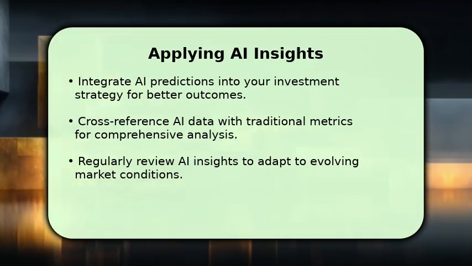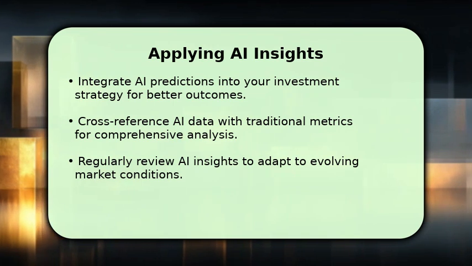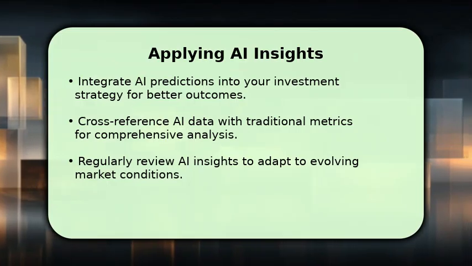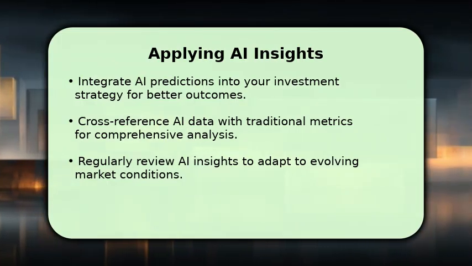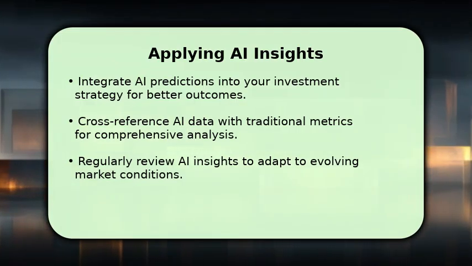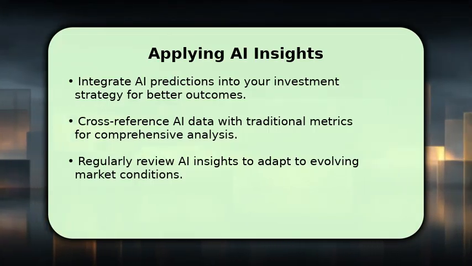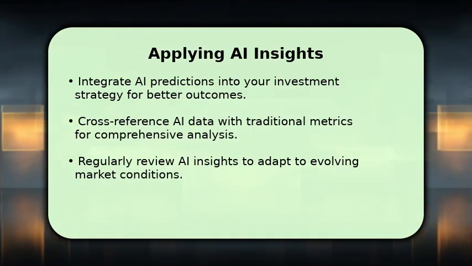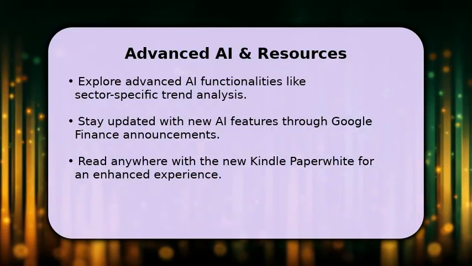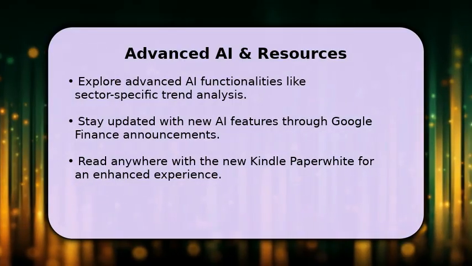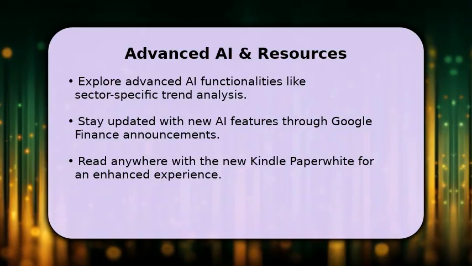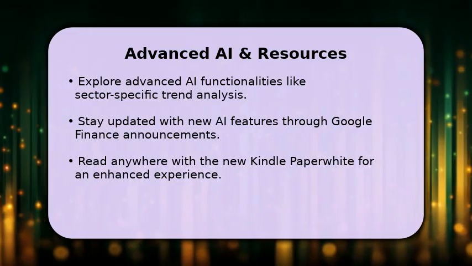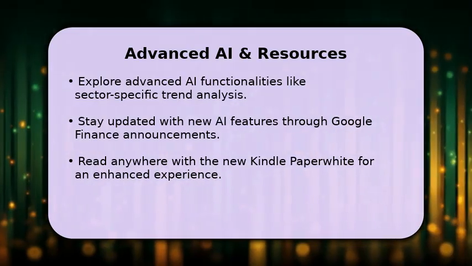For instance, if AI predicts a 10% growth for a company, combine that with your fundamental research. Always consider the broader economic landscape. Regularly checking the AI's updated forecasts can help you adjust your strategy, potentially saving you from unexpected market shifts and optimizing your portfolio's performance. For advanced users, delve into features like AI-driven sector analysis, which can identify emerging trends across entire industries. Google frequently updates its AI capabilities, so keep an eye on their official announcements for new tools.